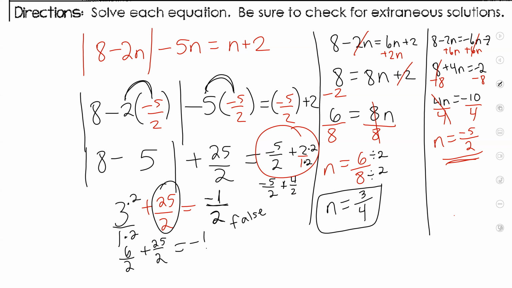Okay. And 6 plus 25 is 31. So what we have here, I'm going to put it over here. We have 31 halves is the same as -1/2. And that is false. So I know that -5 halves, when you plug it in, gives you something false. So this is an extraneous solution.